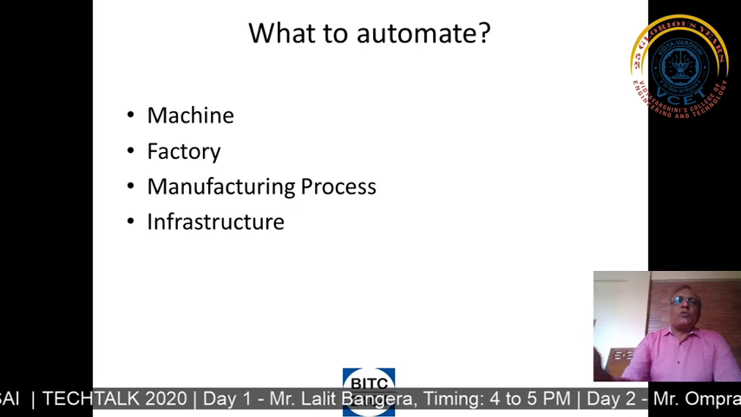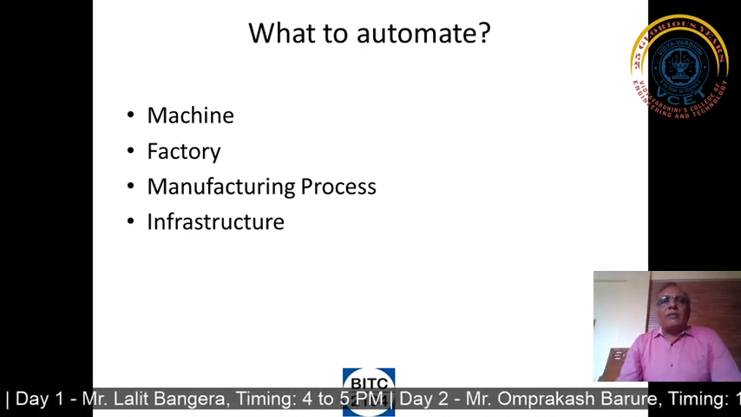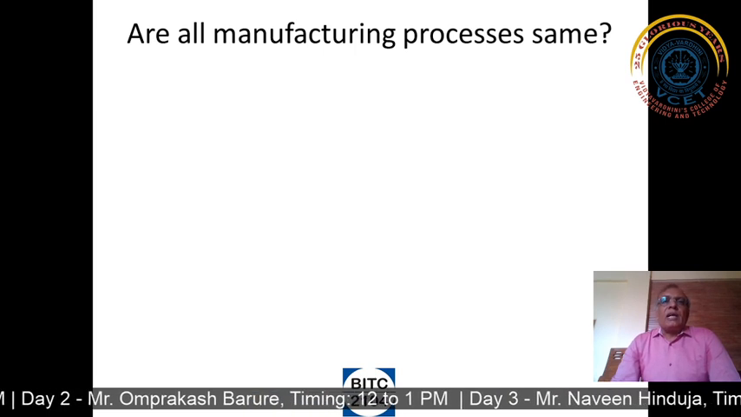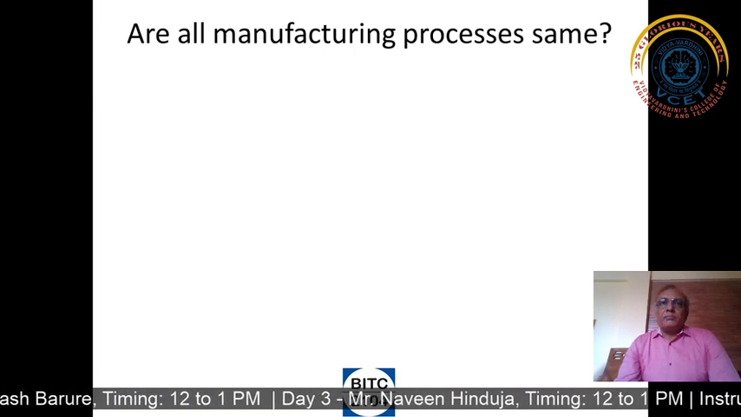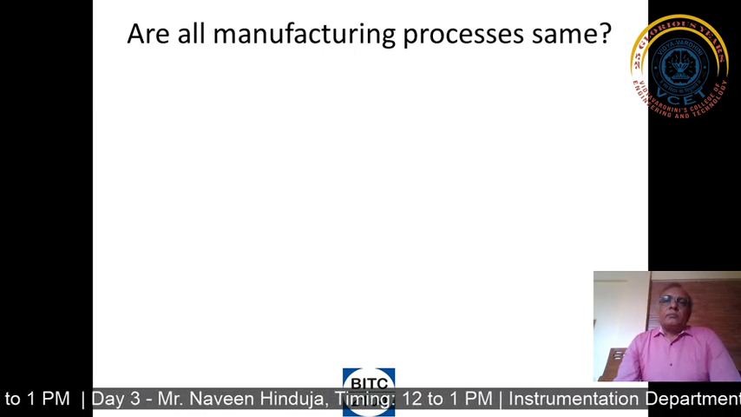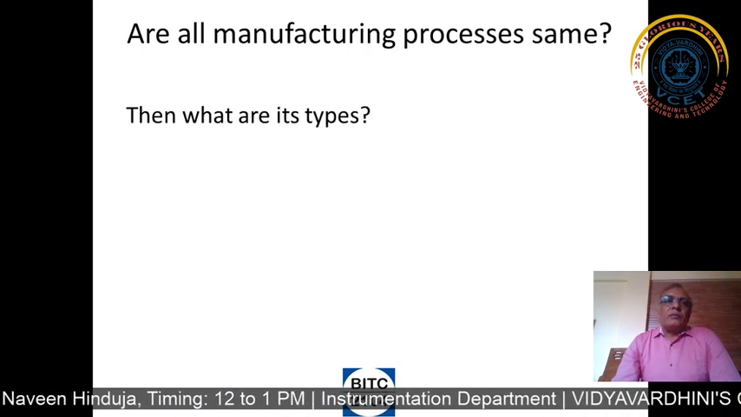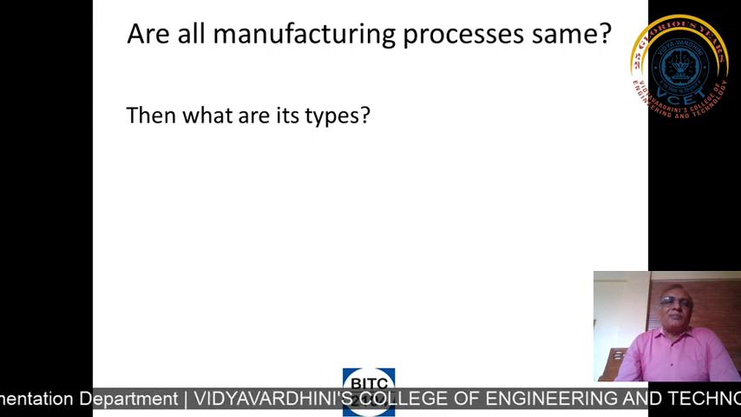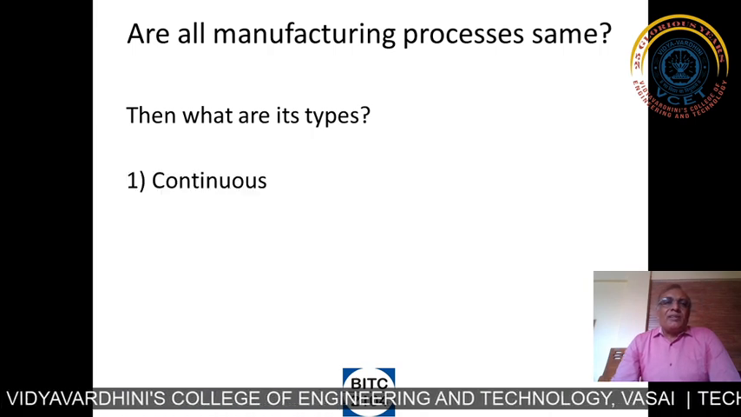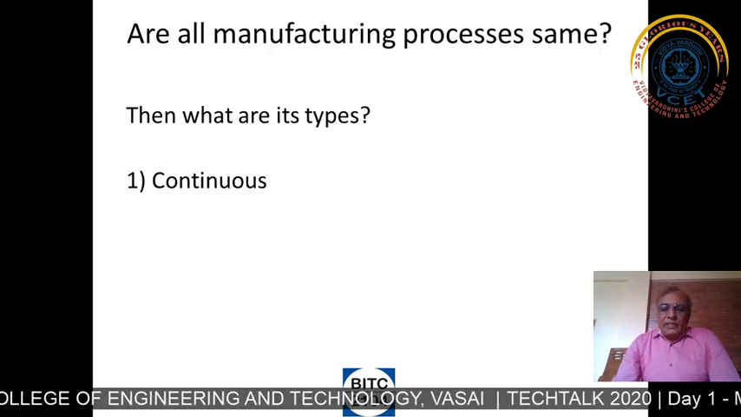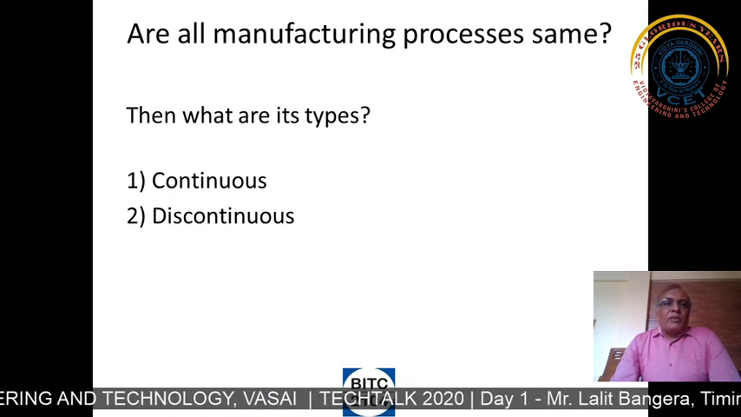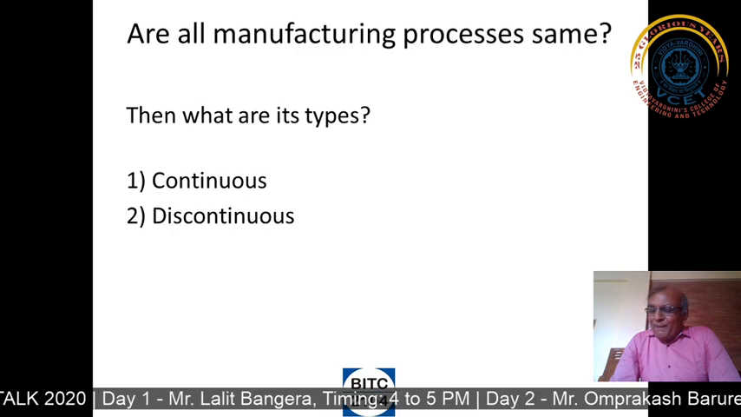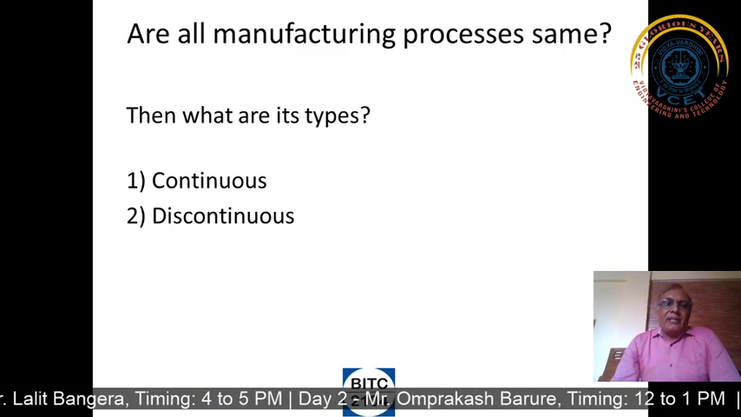The academic question could be, what are the types of automation? I would not prefer that question. What to automate? A fundamental question. Are all manufacturing processes the same? The answer is no. Then what is the next question? What are its types? First process type is continuous. Second process type is obviously discontinuous. There are only two types: continuous and discontinuous.